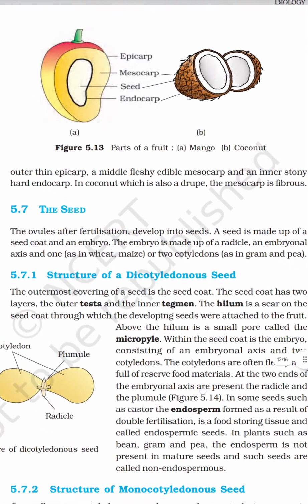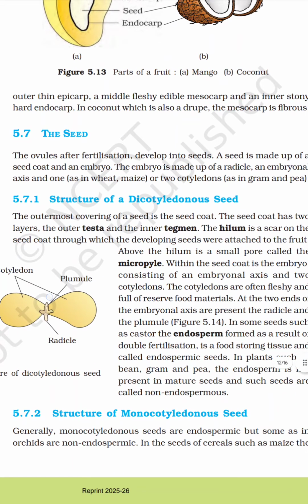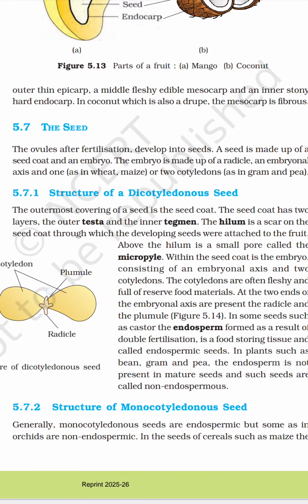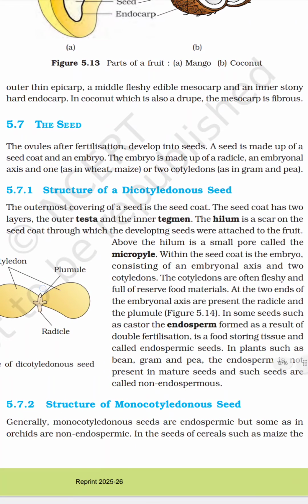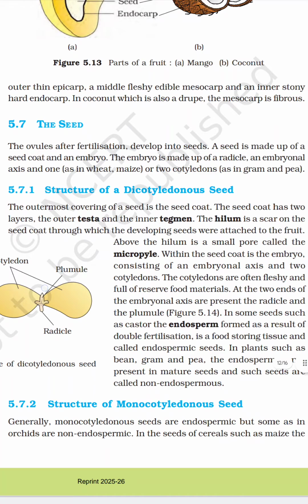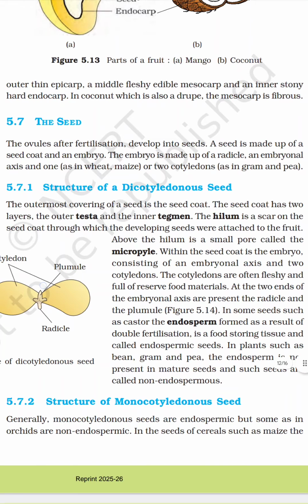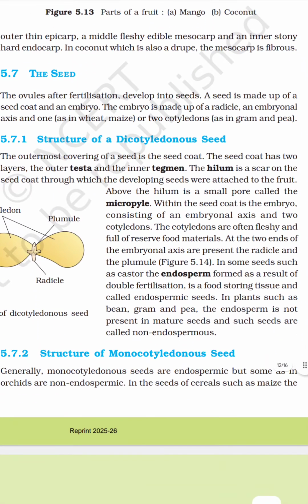And coming to the seeds, the ovules after fertilization develop into seeds. Seeds are made up of different layers: the seed coat and the embryo. The embryo develops from the radicle and embryonic axis. If one cotyledon is present, it is a monocotyledon, whereas if it contains two cotyledons, it is a dicotyledon. Monocotyledon is seen in wheat and maize, dicotyledon is seen in gram and pea plant.